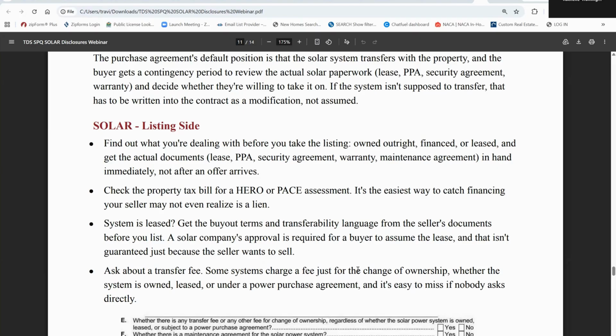I know we all get excited about getting the listing, but it is good to gather all of these documents as early as possible, especially because sometimes it takes the seller a while to find everything that you need, and we don't want to be rushing after we get the offer in, and lo and behold, we can't find any solar paperwork. We need to know this ahead of time so we can try and mitigate that and avoid an escrow cancellation.